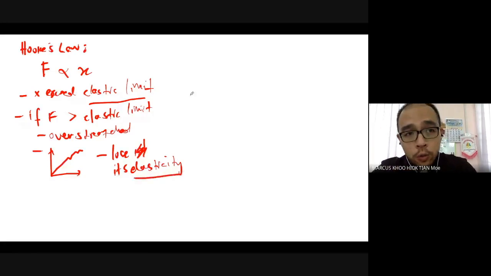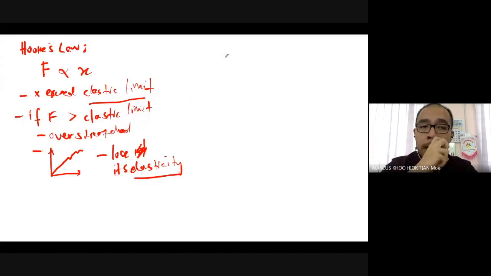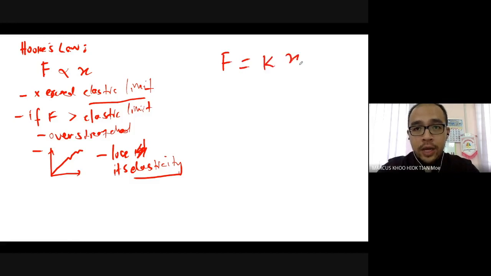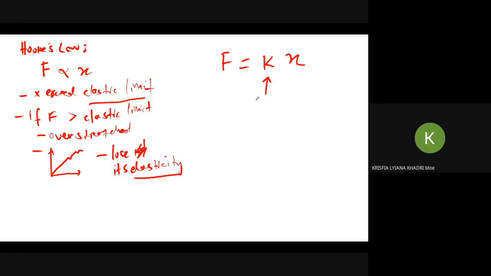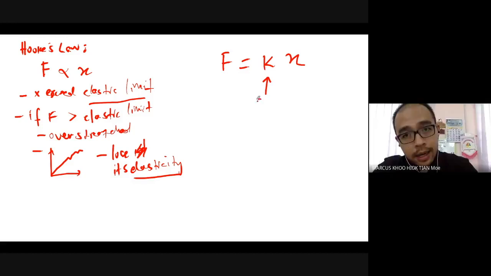Two formulas have to do with Hooke's law. The first is F equals Kx. What is K representing? K represents what? Gradient. Gradient kalau dia adalah graph. Very good. K represents the spring constant.